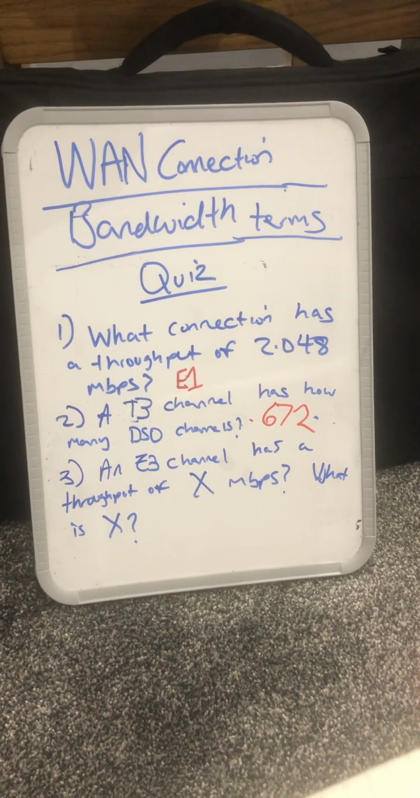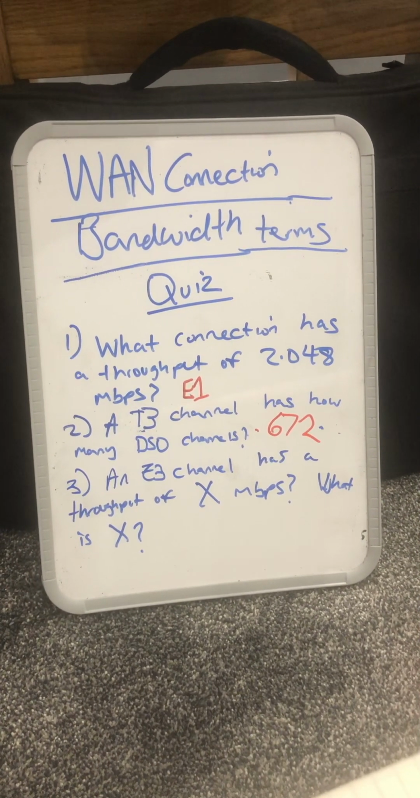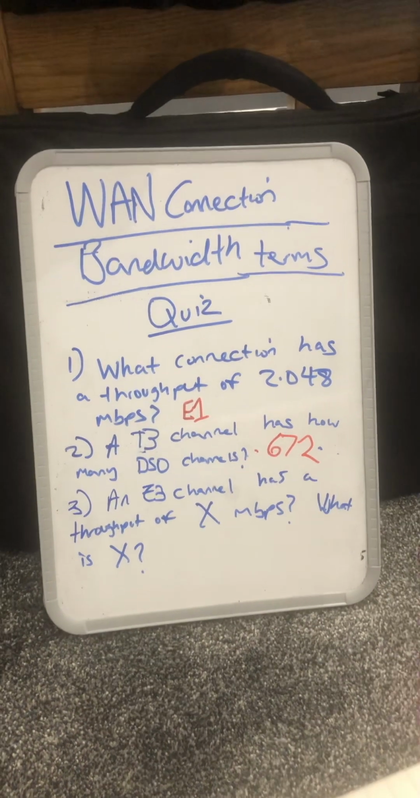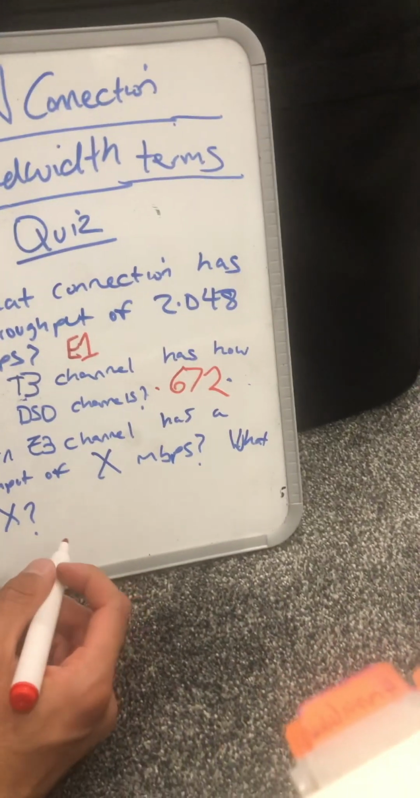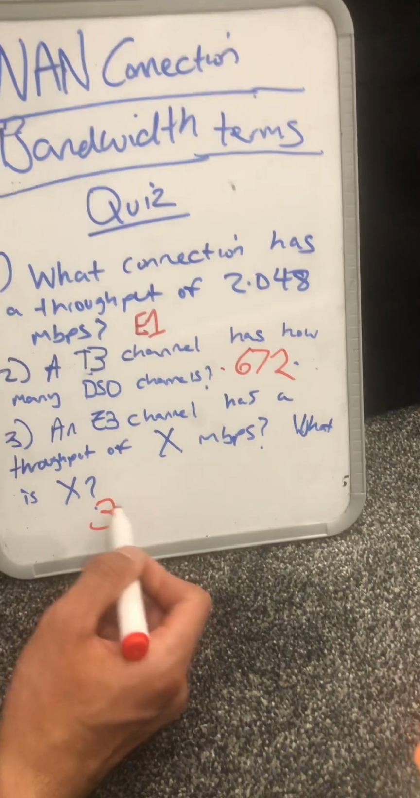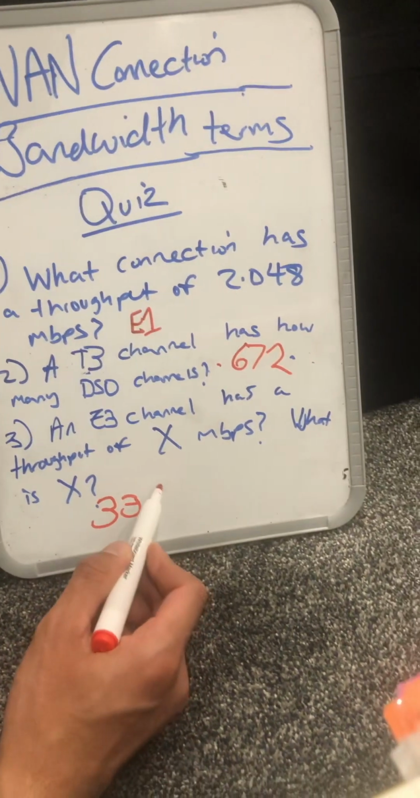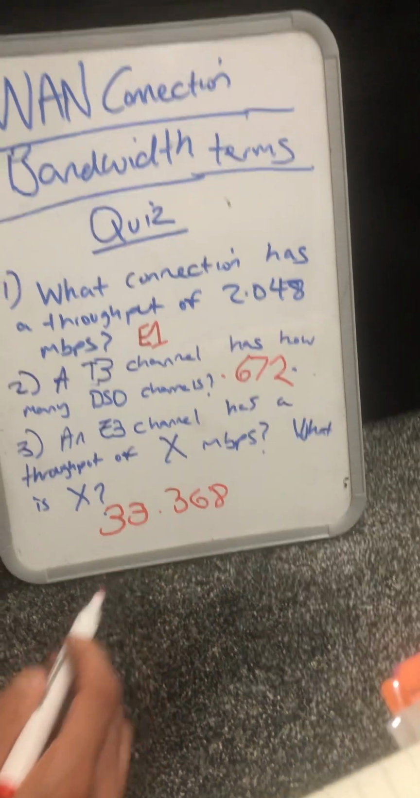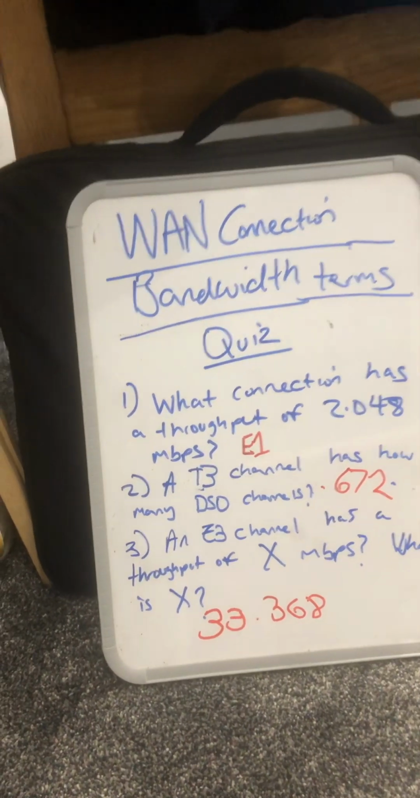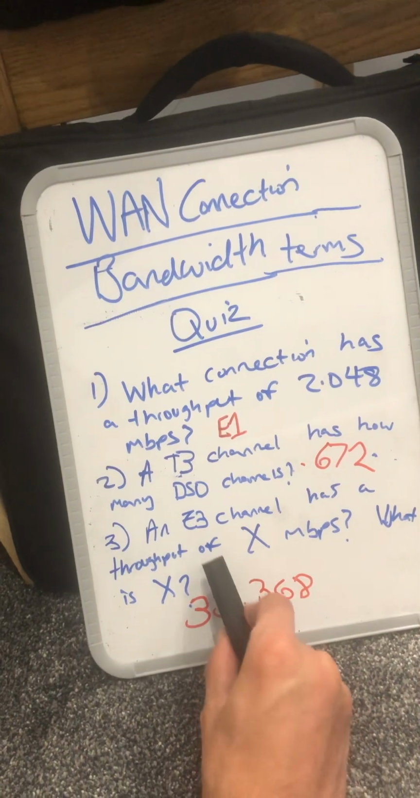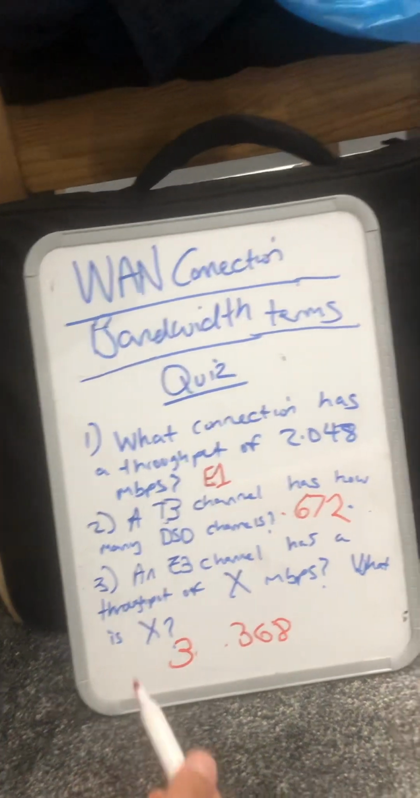So E3 has a throughput of 34.368 meg per second. Roughly, we'll round it down to 34 meg. So it's not as much as T3, but it is way more than E1 provides. So it's 34.368 meg per second. That was the answer. So I hope you got that right.